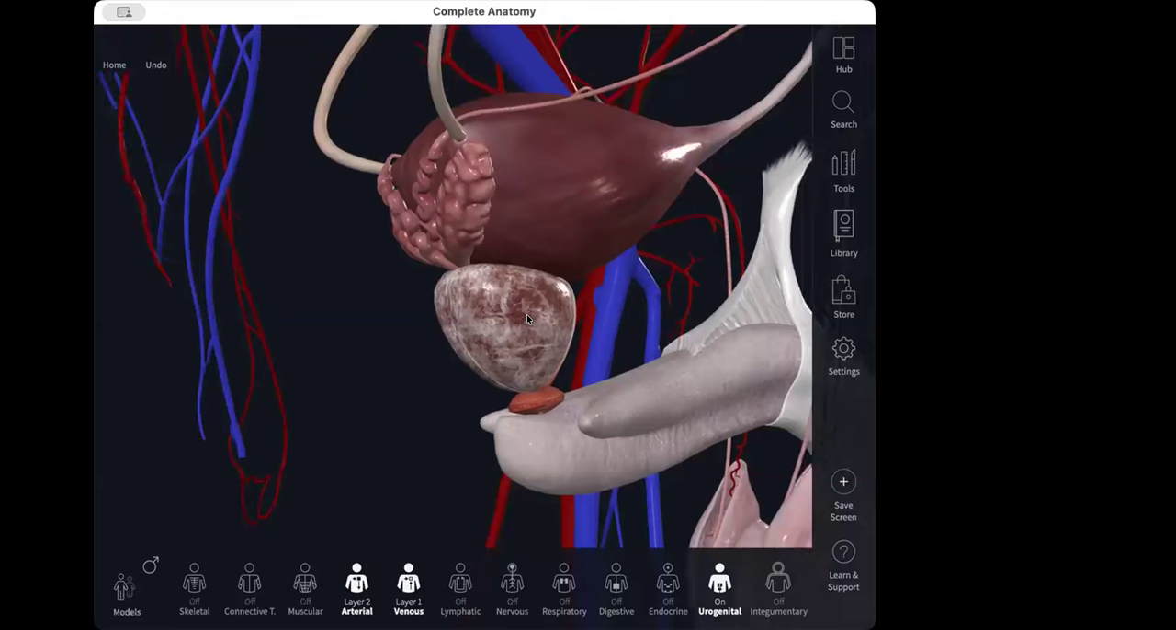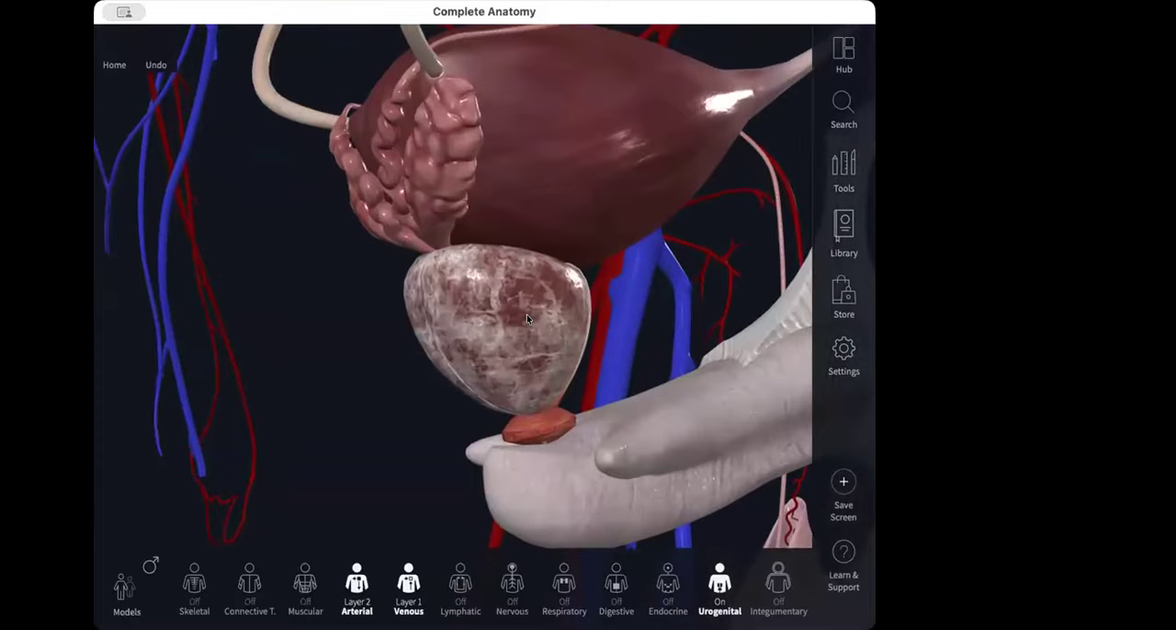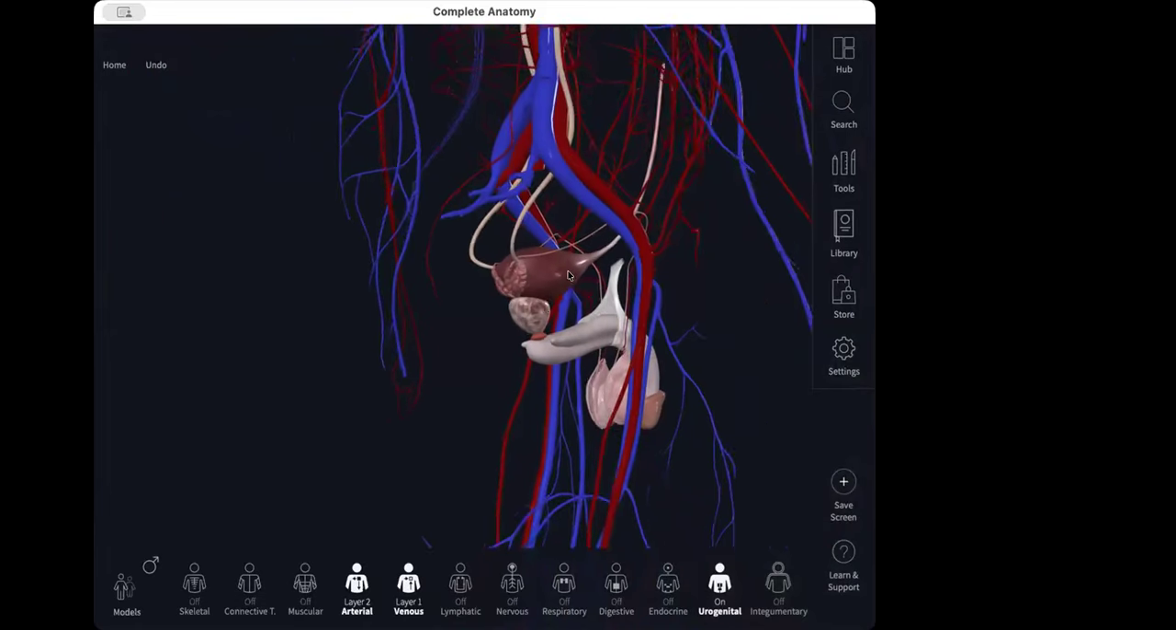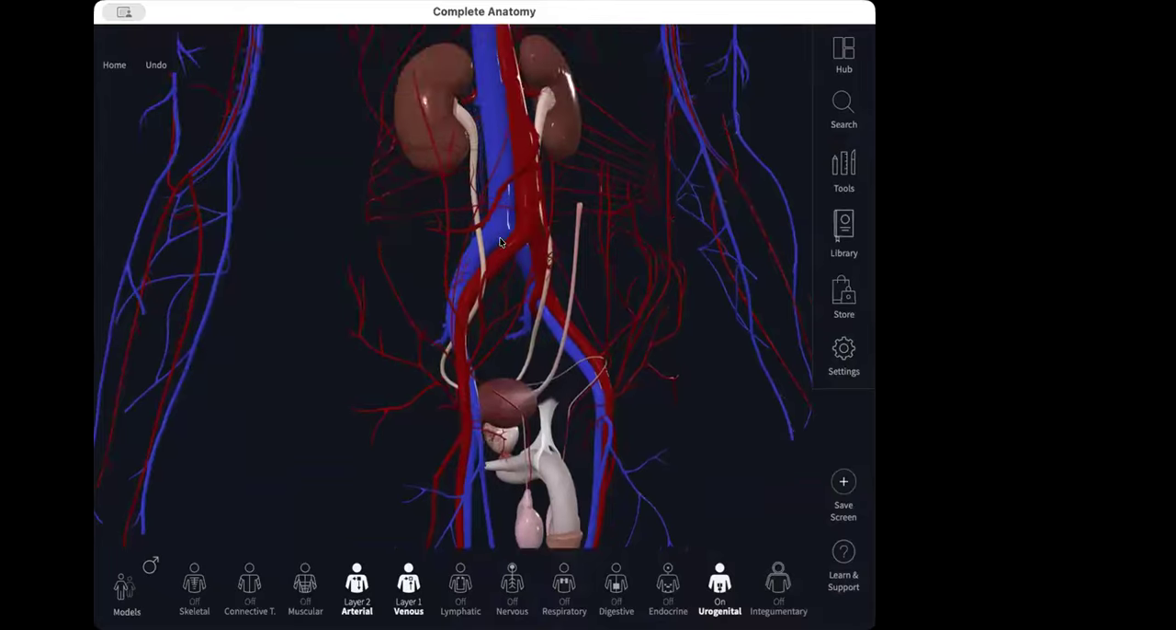That commonly, as you get older in males, it gets bigger, and sometimes you have cancer there. Yes, this is called the prostate gland. Excellent. Well done. Excellent. So that is the urinary system.